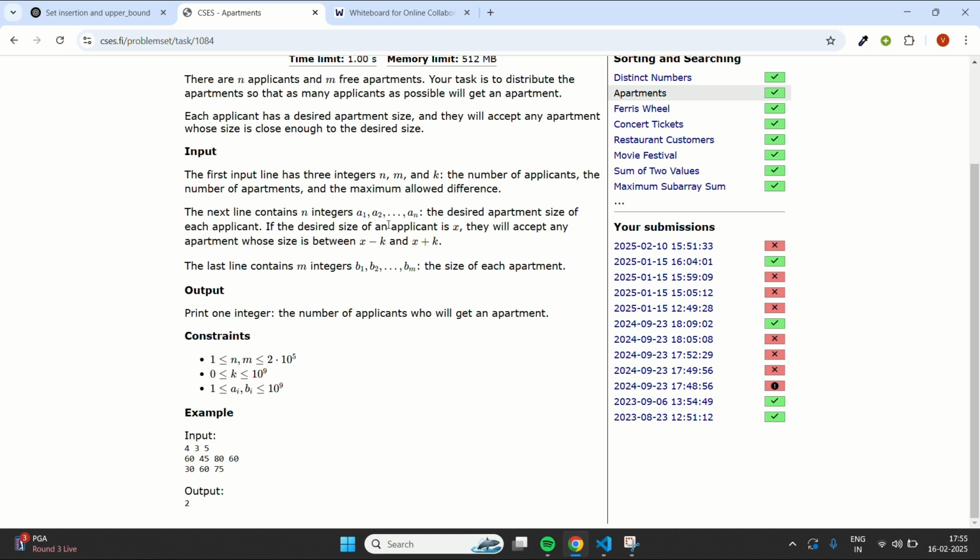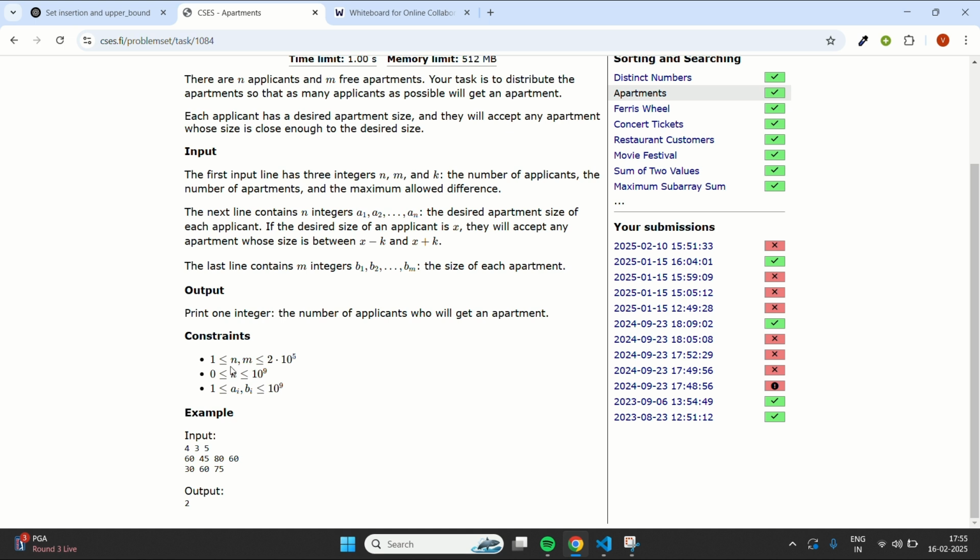The next line contains n integers a1, a2, ..., an, the desired apartment size of each applicant. If the desired size of an applicant is x, they will accept any apartment whose size is between x minus k and x plus k. The last line contains m integers b1, b2, ..., bm, the size of each apartment. In output, we have to print a single integer, the number of applicants who can get an apartment successfully.